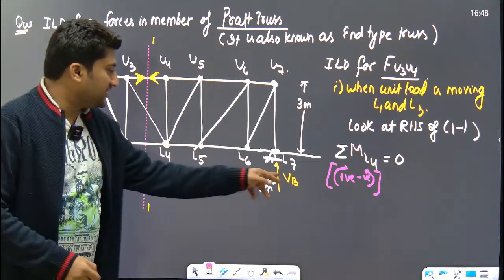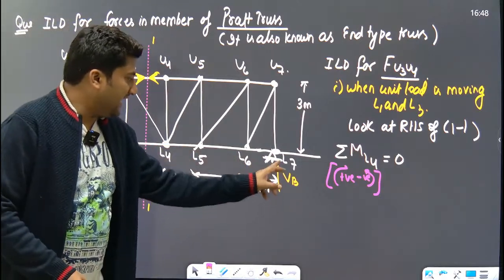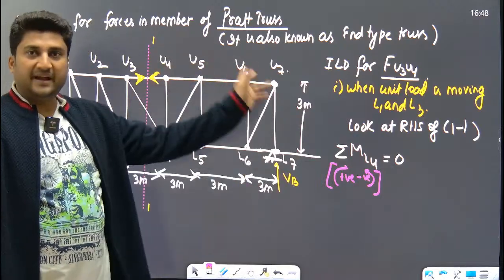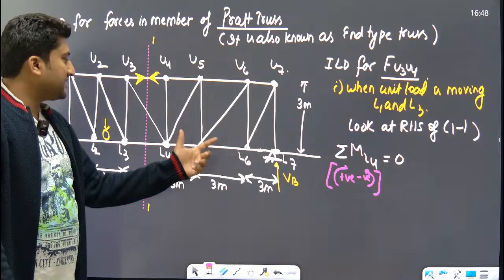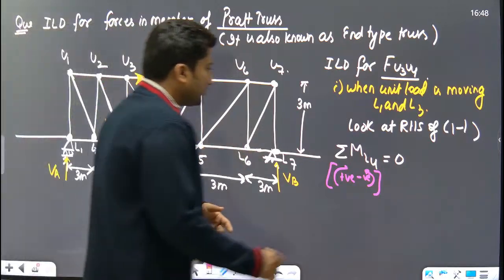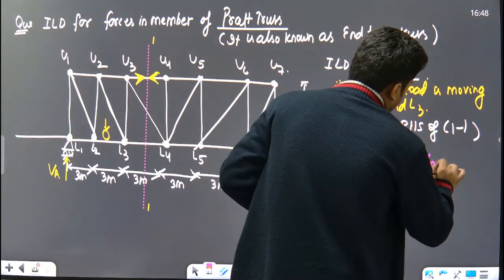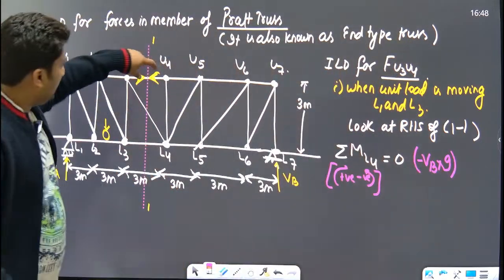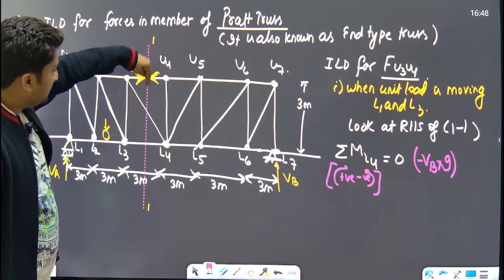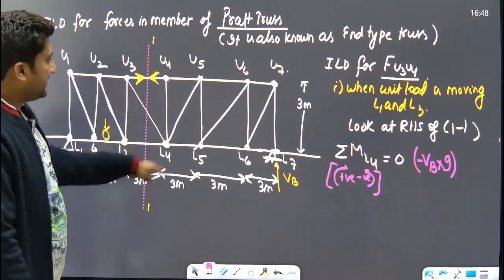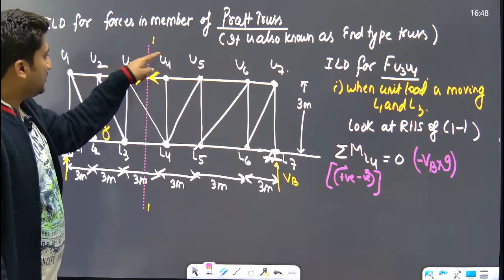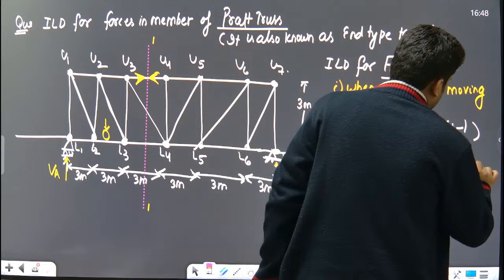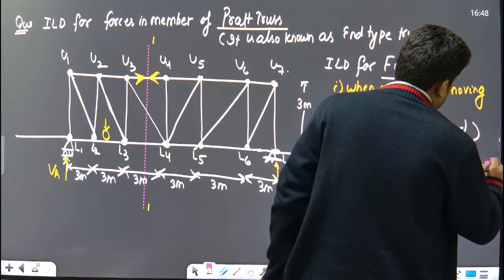What is the moment of this force about L4, from tail toward the head? This will be anti-clockwise. So VB into how much distance? 3, 3, 3, 9. So VB into 9, negative. And what is the moment of this force about this point, from tail toward the head? Again, it is anti-clockwise. So the force in the member U3, U4, this height is 3 meter, minus force in the member U3, U4 into 3 meter is equal to 0.